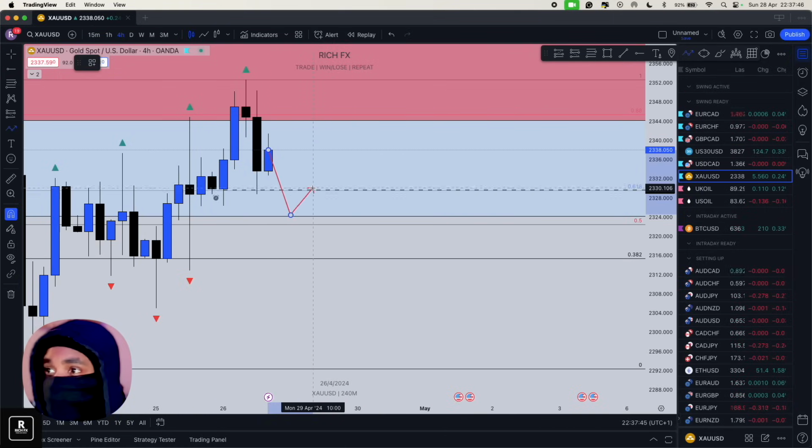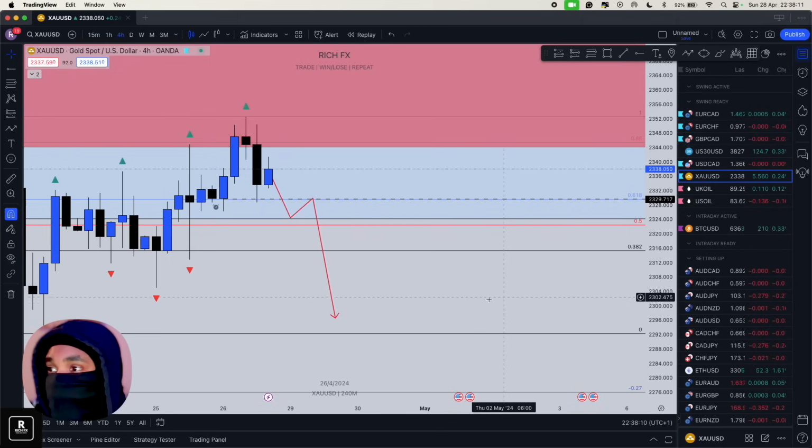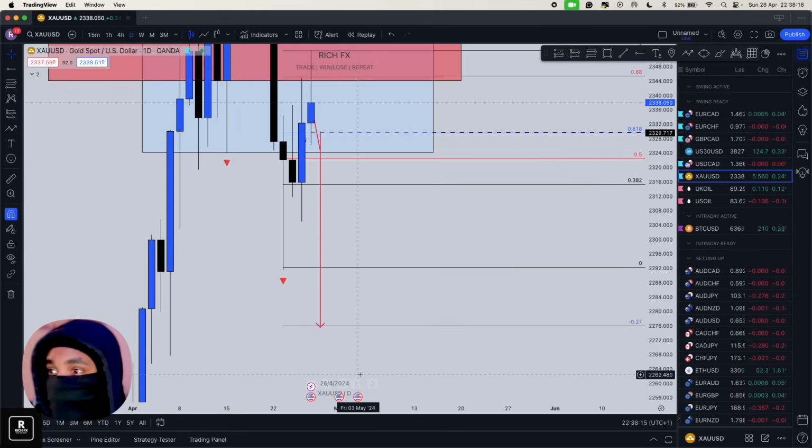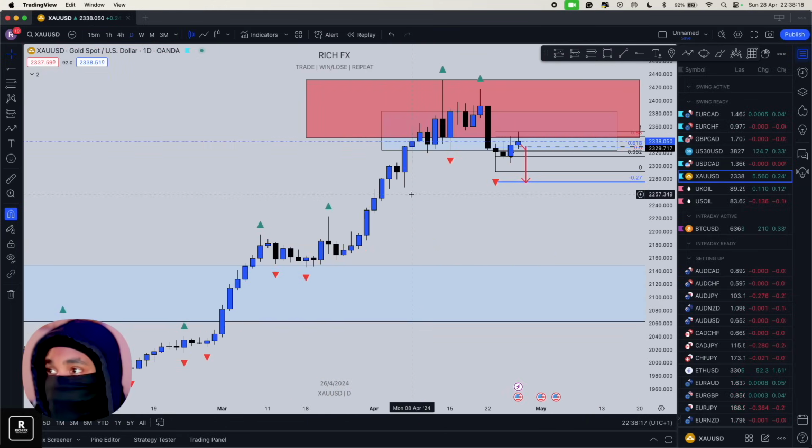If it breaks that 61.8 level, entries as a sell limit at the 61.8, either a few pips above or below, depending on where structure is. In this case, because this candle is bullish, more than likely it will be directly on the 61.8, and then stop loss will be basically just before the lows, which is at 88 level here, and we are targeting that negative 27, right?